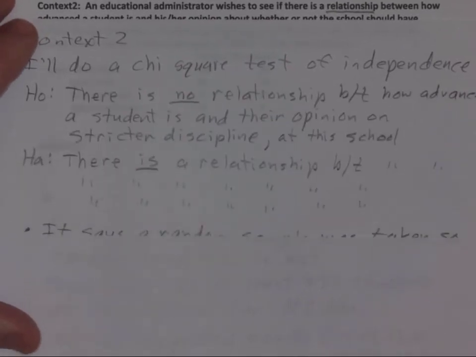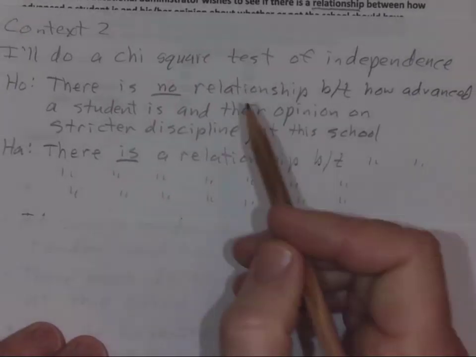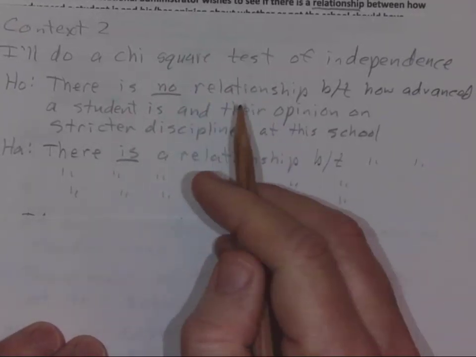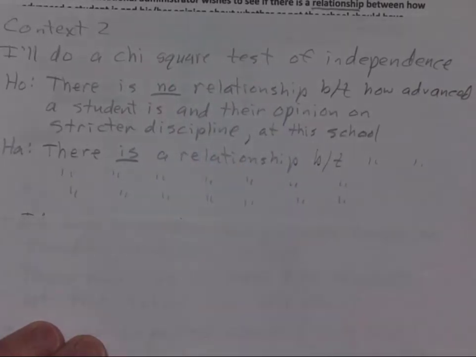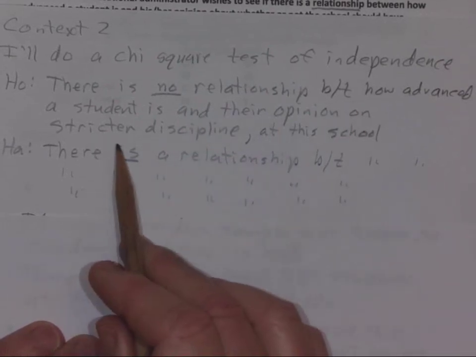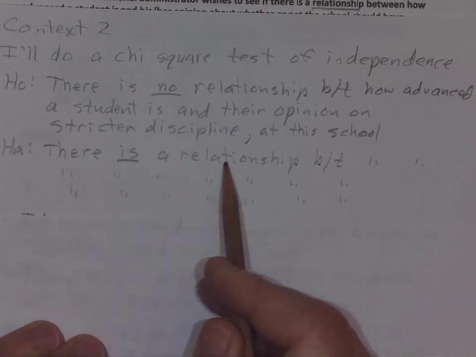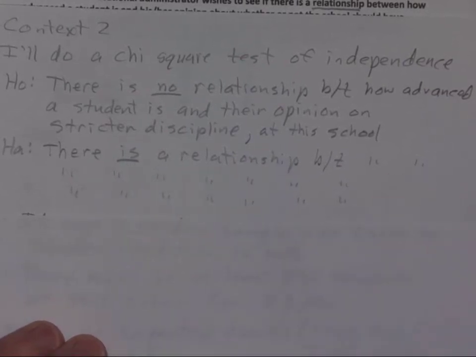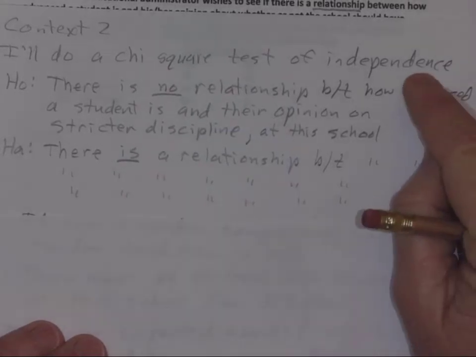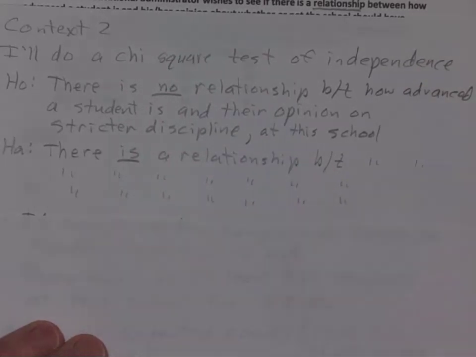Now, the null hypothesis is always going to be that there's no relationship between the two variables, or that there's no correlation, or that there's no association between the two variables. And make sure to say what the two variables are. In this case, there's no relationship between how advanced the student is and their opinion on stricter discipline at this school. The alternative is always going to be that there is a relationship between the two variables, or that there is an association, that there is a correlation. Or the other way of wording this is to use the word independence. The null hypothesis would be that the two variables are independent.